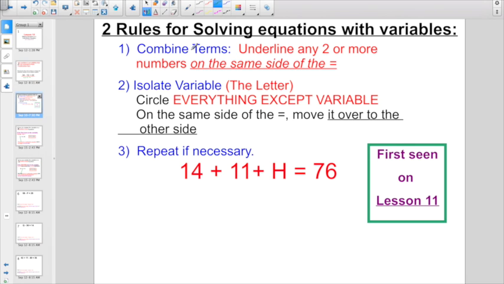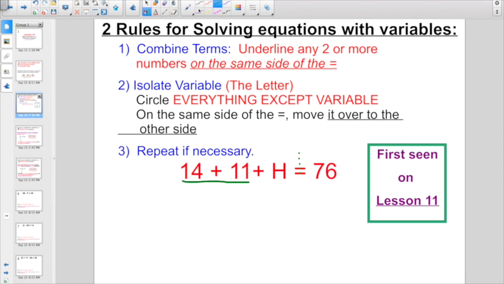When you combine terms, you want to go and underline any two or more numbers on the same side of the equal sign. So here's our equal sign, right? I have 14 plus 11 plus h equals 76. Look on this side. Do I have two or more numbers I can combine? Yes, I do. I have 14 plus 11, correct?